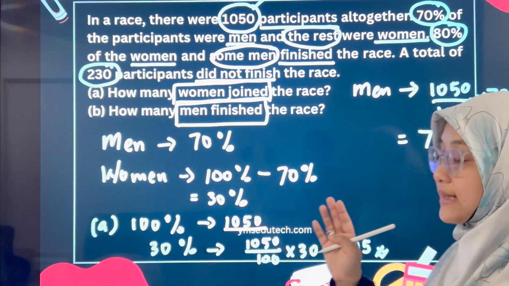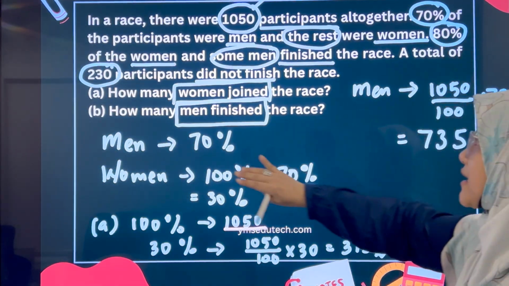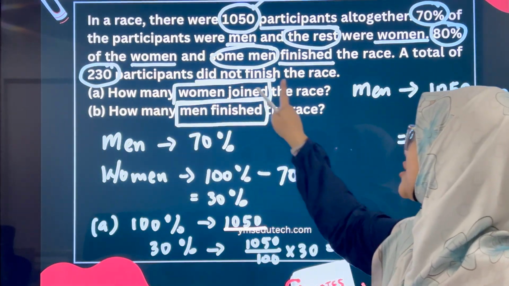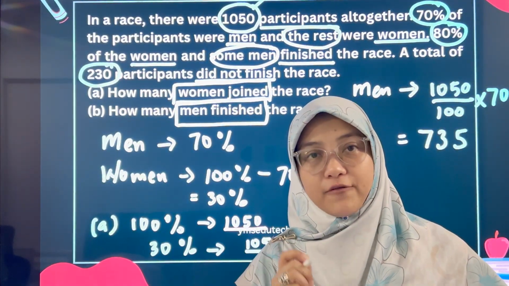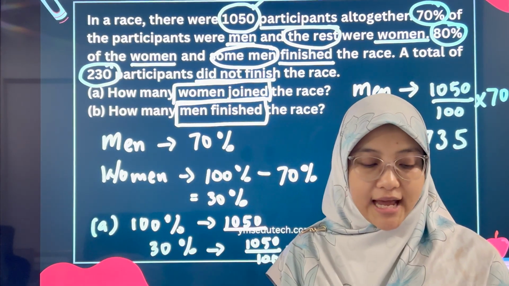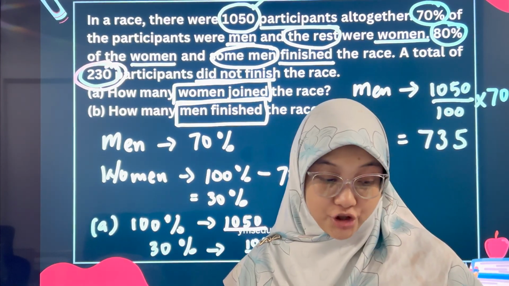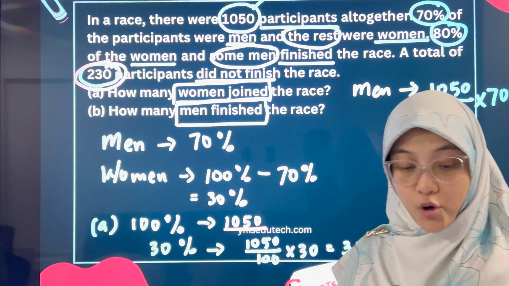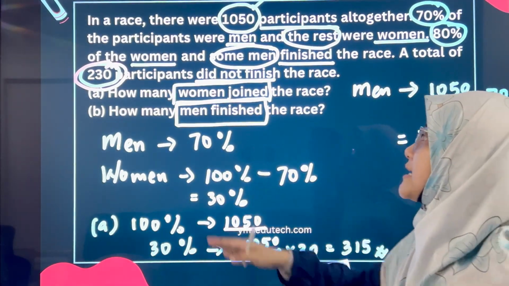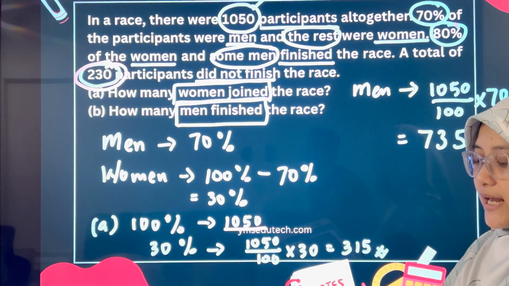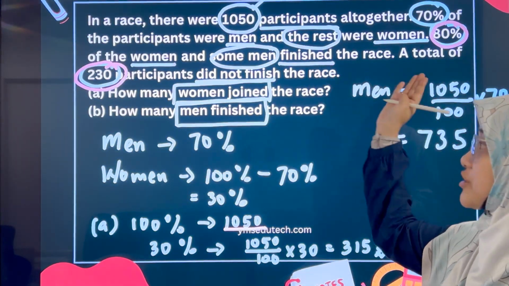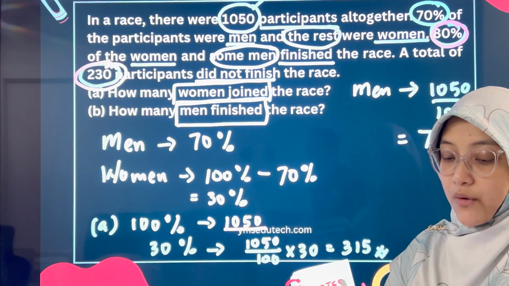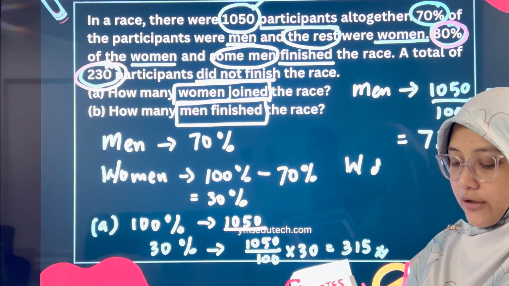Next, the next information that we have not used is this. 80% of the women and some men finished the race. A total of 230 participants did not finish the race. Always deal with absolute value. What is the absolute value that we have? We have the total number of participants who did not finish the race. So let's find out how many men did not finish the race first. But before we do that, we need to find out how many women did not finish the race. If 80% of the women finished the race, meaning to say 20% of women did not finish the race.